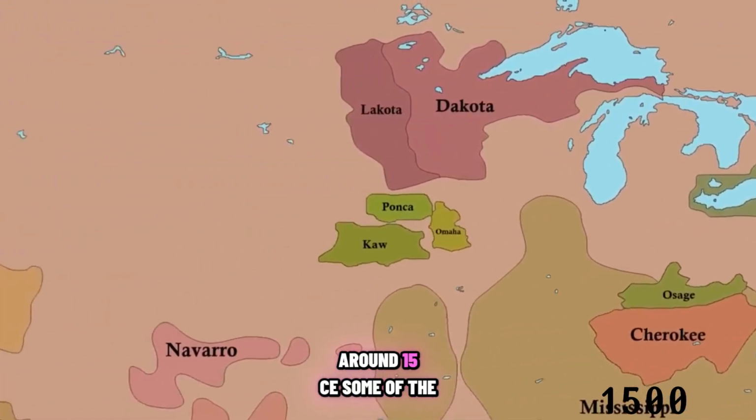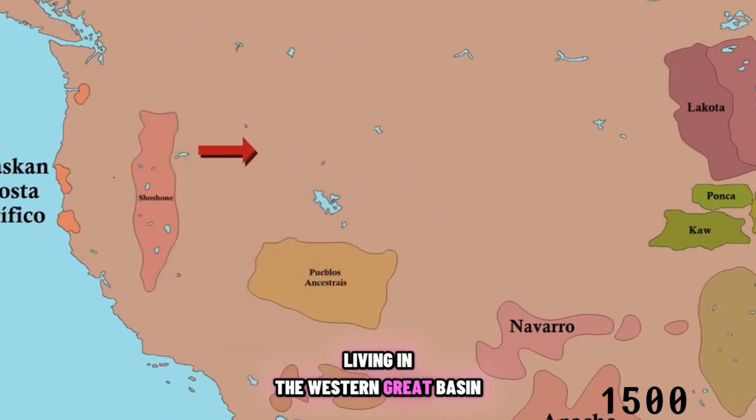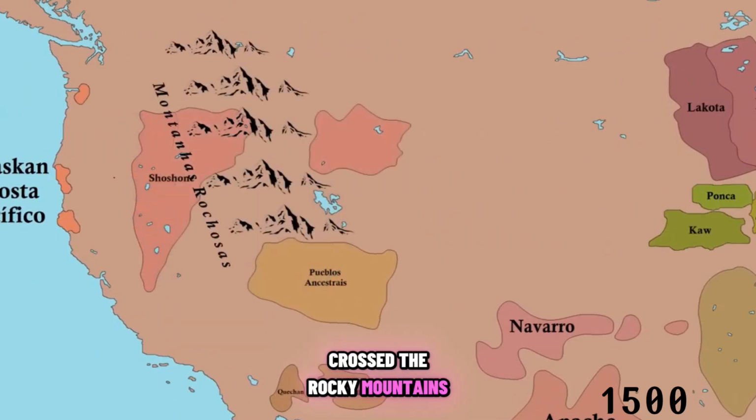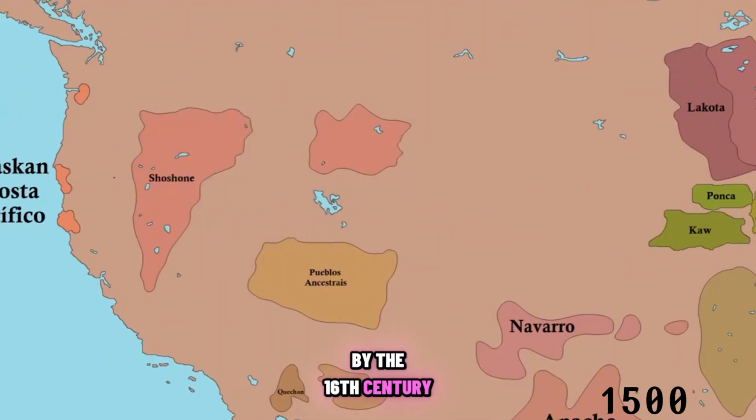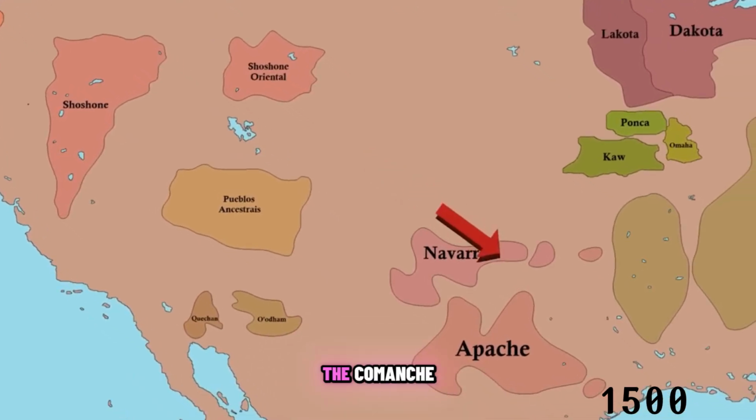Around 1500 CE, some of the Shoshone peoples living in the western Great Basin crossed the Rocky Mountains and settled across the vast plains. By the 16th century, some Shoshone groups living in what is now Wyoming split off and migrated southward. They later became known as the Comanche.